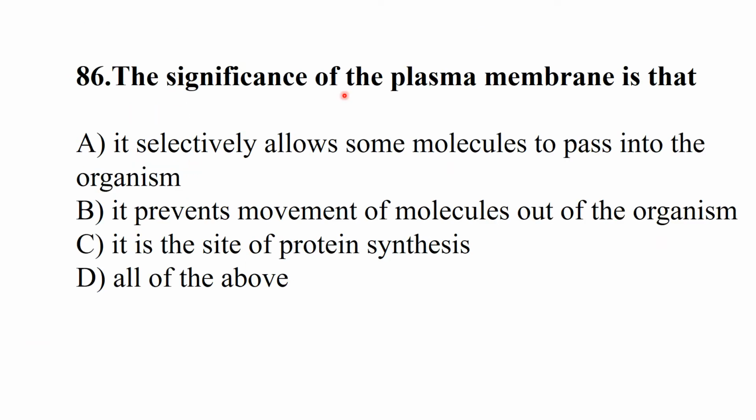The significance of the plasma membrane is that it is the most important membrane of every type of cell. It is the membrane shared in all types of cells. So the best answer is that all of these are the significance of the plasma membrane. It selectively allows some molecules to pass into the organism. It prevents movement of molecules out of the organism. It is a site of protein synthesis in the case of prokaryotes. Why is it called the site of protein synthesis? Because in prokaryotes, ribosomes are attached to the plasma membrane.